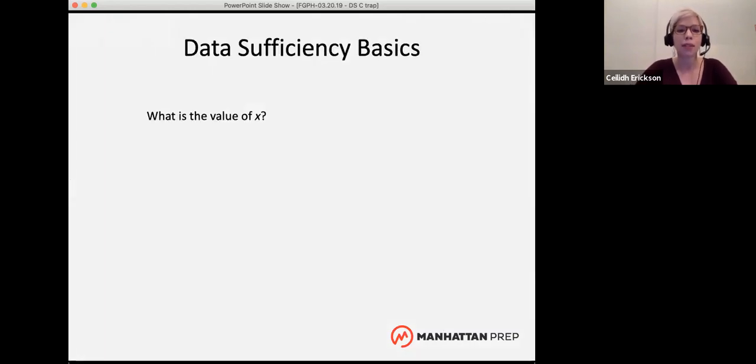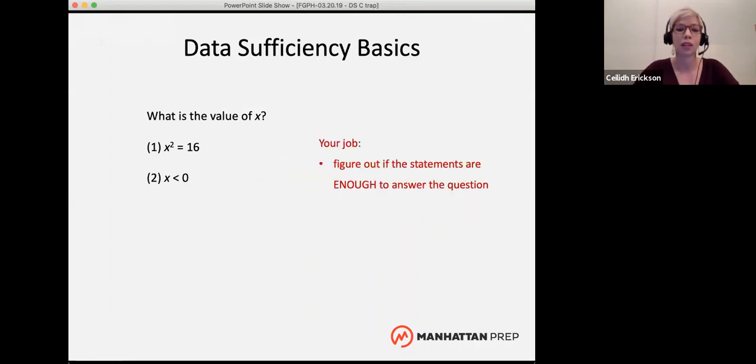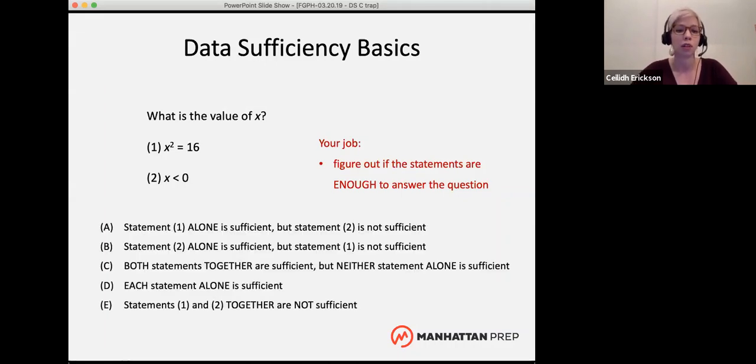So the absolute basics, you'll get a question, you'll get two statements that are trying to help you to answer that question, and then here's what we want to know about those statements. They're always true, they can't contradict each other, and they're trying to help you to answer that question. So this is what the answer choices look like. Your job is to figure out if you have enough to answer the question.